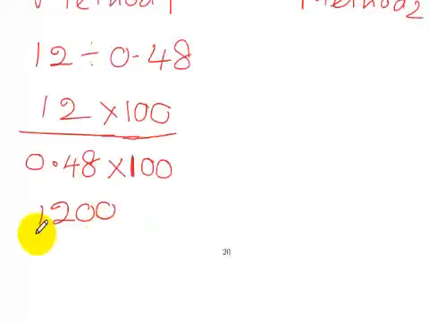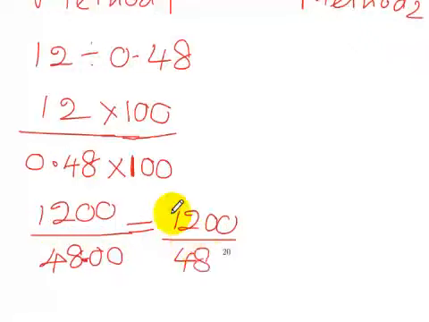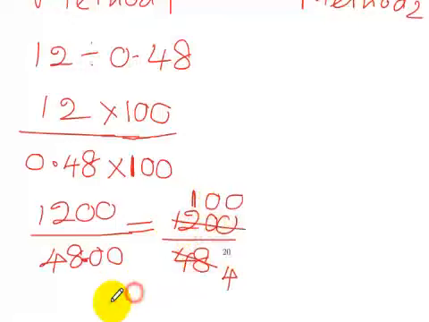Another one, 4800. Here there are 2 decimal places, so you should keep 2 decimal places here. That means 1200 divided by 48. You can divide both values by 12. 48 divided by 12 is 4. When you divide 1200 by 12, you get 100 over 4. Answer is 25.